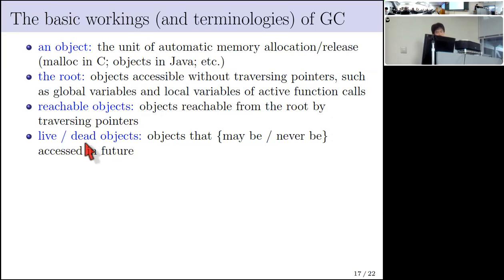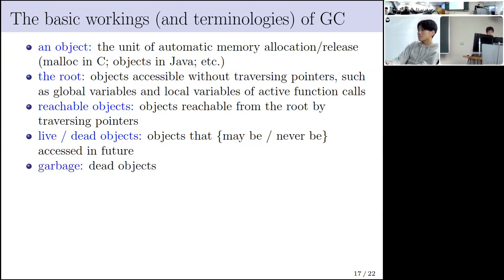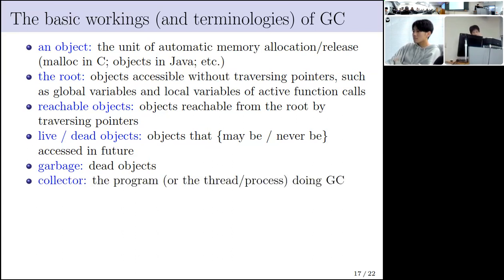And the opposite term is obviously dead objects. Dead objects are objects that are never going to be used in future. We call dead objects simply garbage, so garbage that should be or can be collected or reclaimed. We often call the program that is doing the garbage collection the collector. Well, it's simply a short term for the garbage collector.